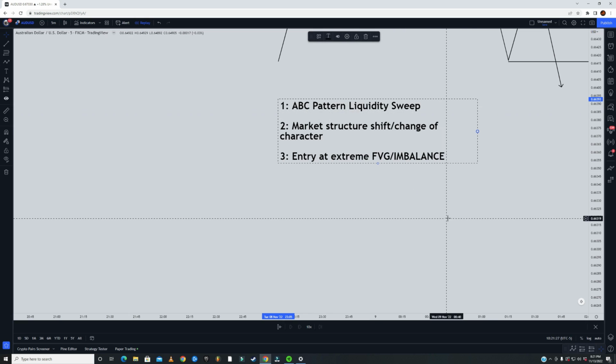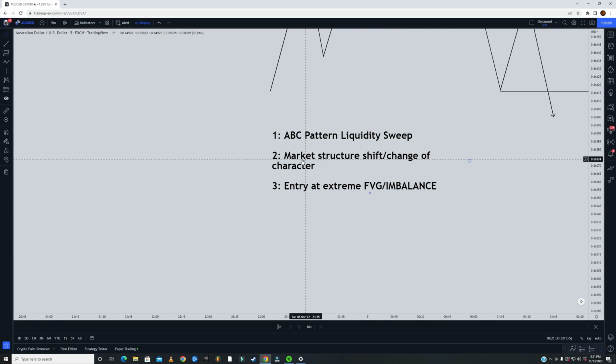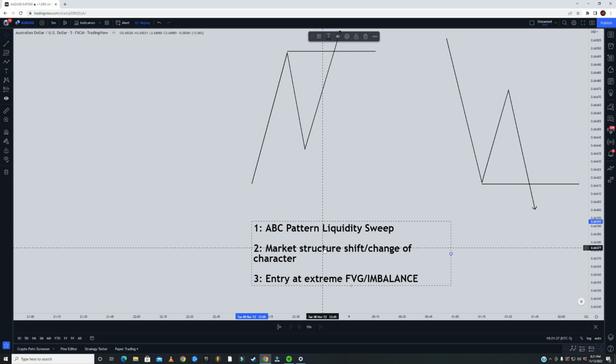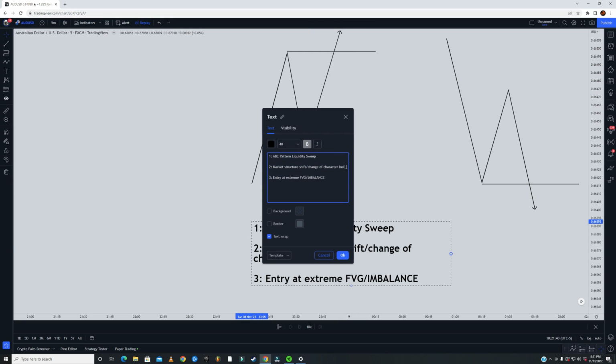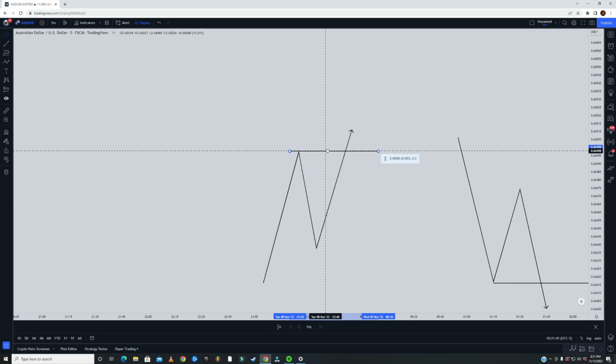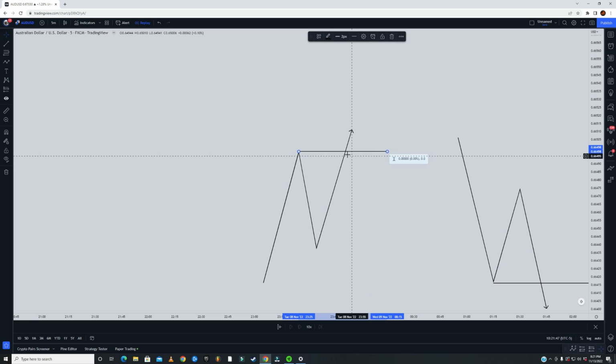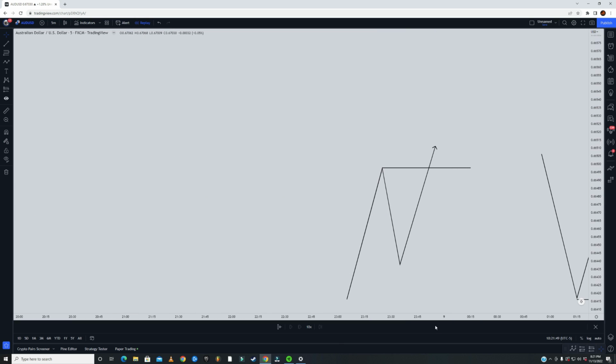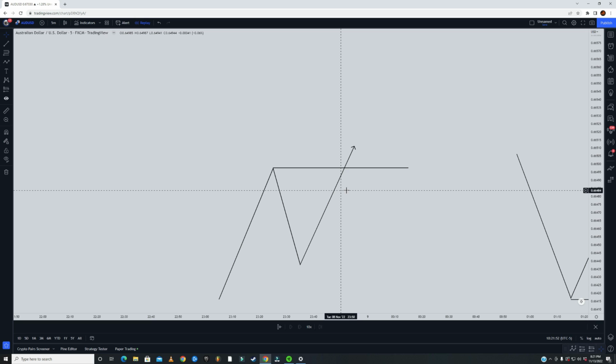So we look for the ABC pattern liquidity sweep, and rule number 2 is we wait for market structure shift, change of character, whatever you want to call it, inside the range. Now what is a range? This line that I've drawn on the high of the A leg, anything below this line is a range, and I want the price to change the character or break the structure below this line.